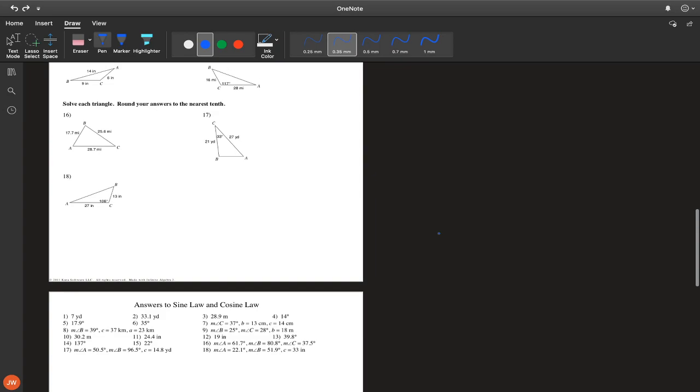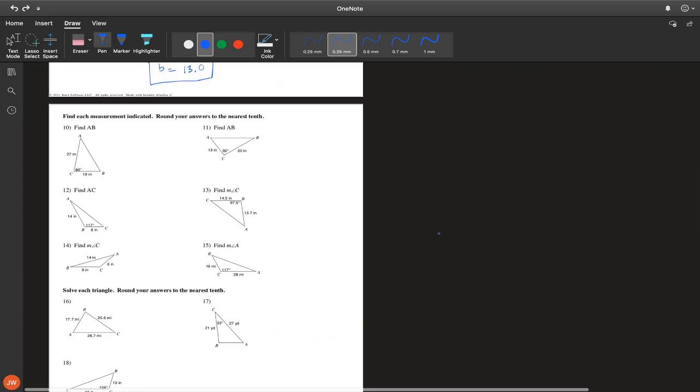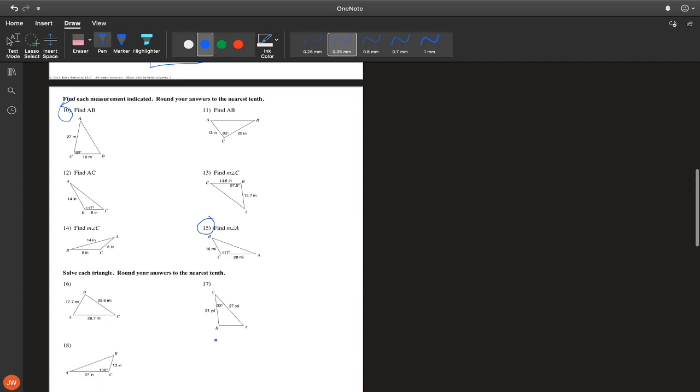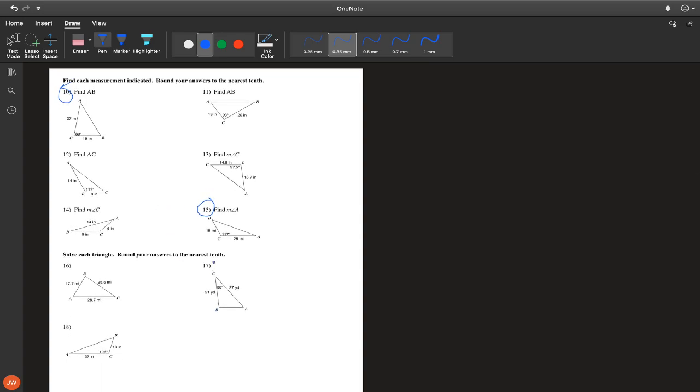I'll just choose a couple of these. Let's see. Maybe we'll do 10. Yeah, we can try 10. We'll try 15. We'll find an angle. And we'll solve a triangle. So maybe one of these. Do 17.